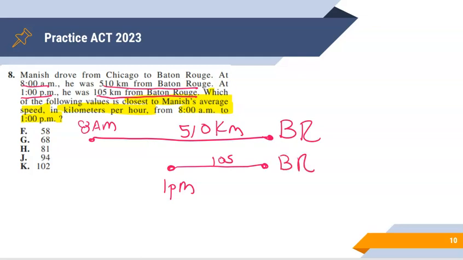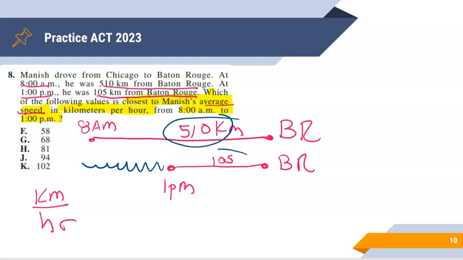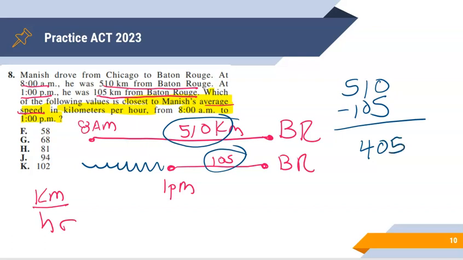So we need to figure out how fast this person is going. Well, the average speed is going to be kilometers per hour, right? So first off, let's figure out how many kilometers this person has driven. And you want to be careful on this because we want to know this distance. That's how far they've gone. Well, if I subtract these, I'm going to get how far we've gone, which is 405 kilometers. So my kilometers here is 405 kilometers.